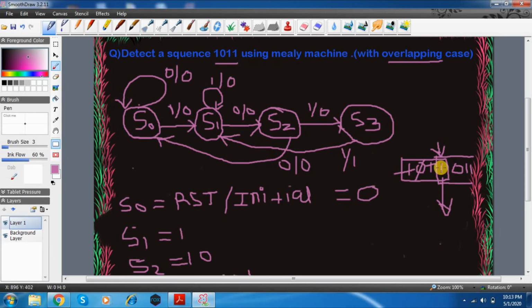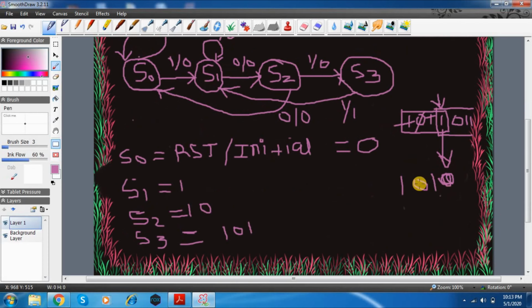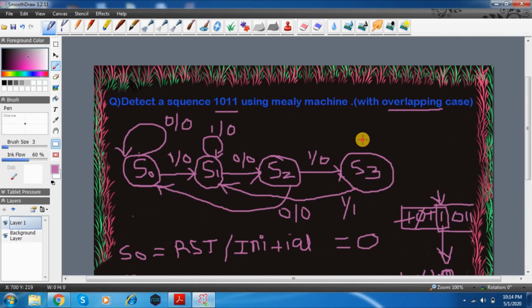Now what happens if, in place of 1, we detect 0? First write all these bits, that is 1, 0, 1, and this 0. First match with these 4 bits. No one is holding this. Cut it from the back. 0 1 0: who is holding 0 1 0? No one. Cut it from the back. Who is holding 1 0? This S1 is holding 1 0. So when 0 is detected, we go to the S2 state.